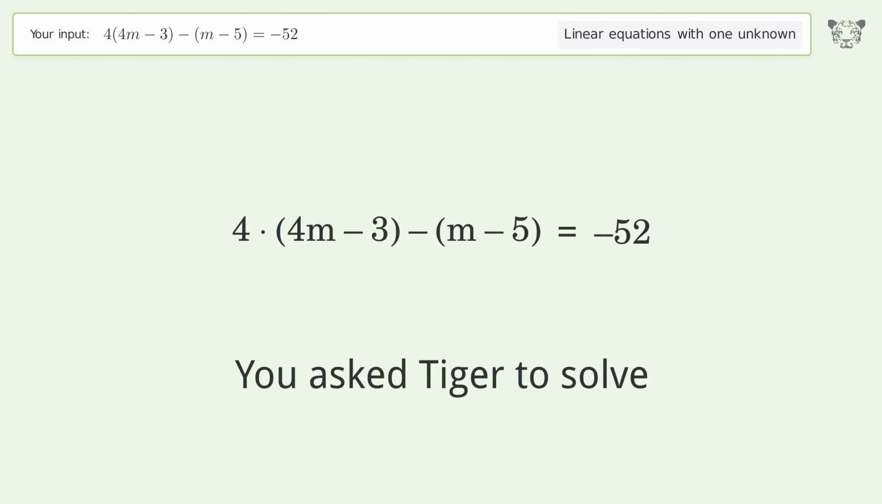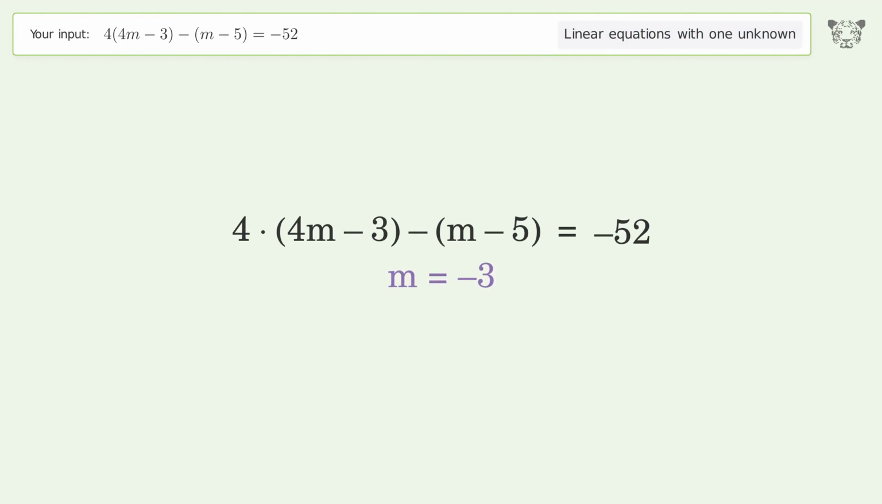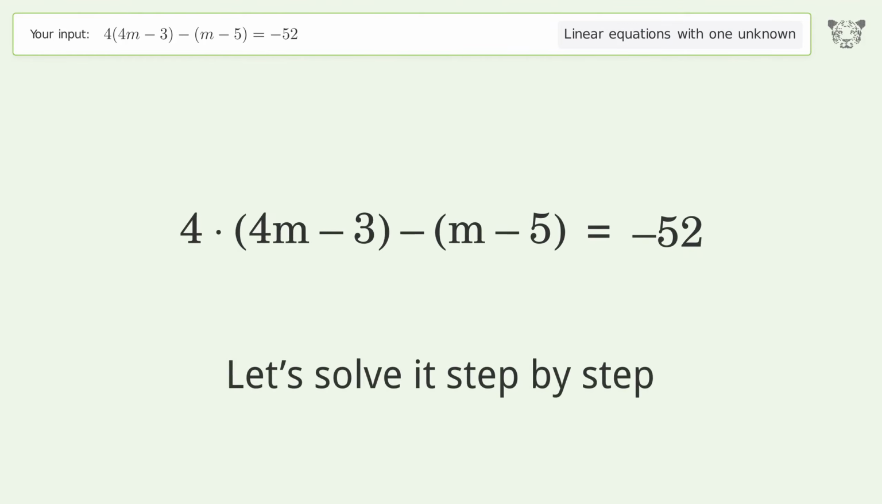You ask Tiger to solve this. It deals with linear equations with one unknown. The final result is m equals -3. Let's solve it step by step.